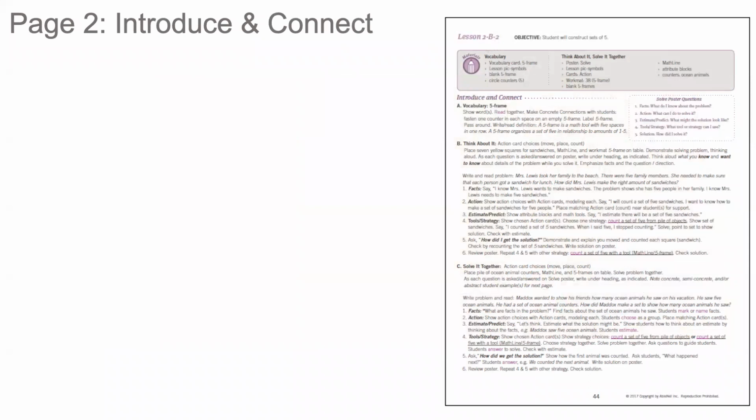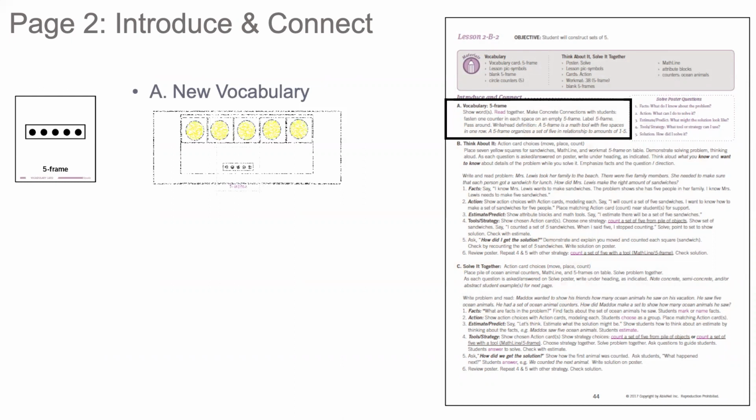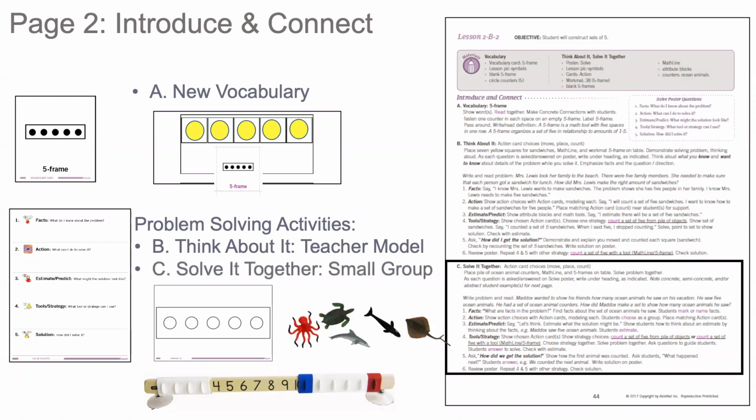Page 2 begins with introducing new vocabulary and connecting the material shown on the first page to a problem-solving point of view. There are 3 activities on this page: vocabulary, think about it, and solve it together. The first activity is vocabulary. This activity introduces and teaches the new vocabulary word directly related to the lesson objective. The second activity is think about it. During this activity, the teacher models how to solve a problem using lesson materials and the problem-solving process. This important model is then used in the next activity, solve it together. This is a group problem-solving opportunity where students work with the familiar lesson materials to solve a problem collaboratively.